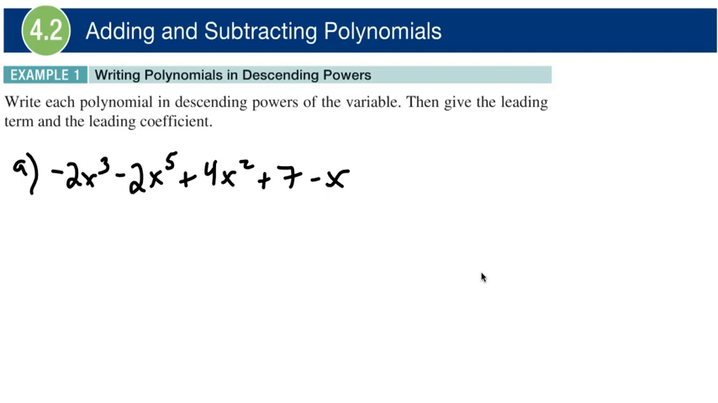We are moving into section 4.2, example number 1, talking about polynomials. Really nerdy word here, but we'll make it very easy to understand. What we're going to do is write each polynomial, and this whole thing is called a polynomial, in descending powers of the variable. We're going to talk about what that means here. Then give the leading term and the leading coefficient.